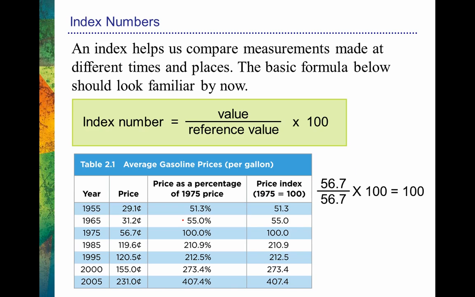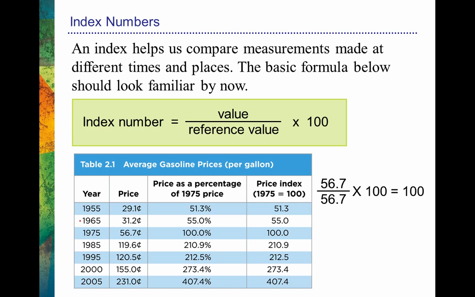So if we were looking at the 1975 year and we were trying to compute that price index, we would simply take the value that we're currently dealing with, which is the price per gallon, 56.7 cents in 1975, and then compare it to the reference value, which is also 1975's price, 56.7 cents. So of course, when we work that out, 56.7 divided by itself will equal 1. 1 times 100 will equal 100. So that explains the 100% right here and the value of 100 that we use for the index. So it's of course more interesting when we look at some other years.